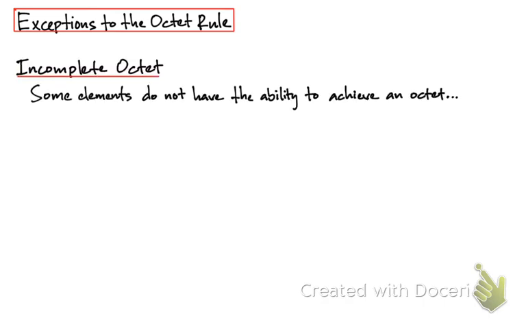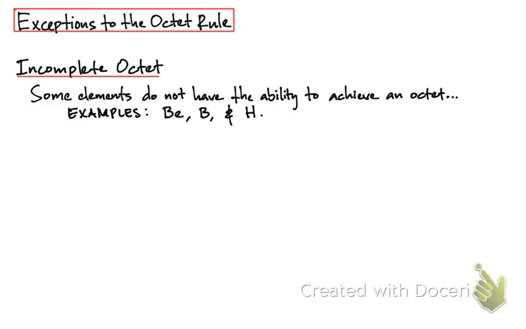All right, so I've mentioned earlier that hydrogen does not have to satisfy the octet rule in order to be considered stable. And so hydrogen is one of the exceptions to the octet rule. Some elements can have what they call an incomplete octet, which means they don't have to have a total of 8 electrons to be stable.